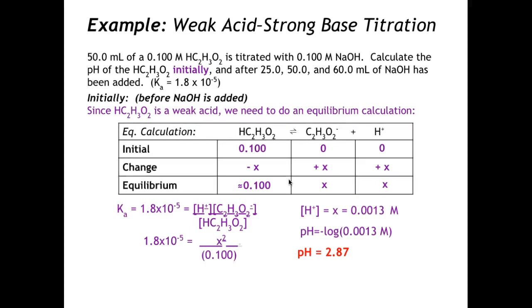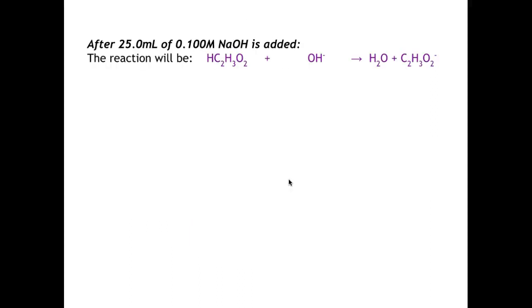So our next example problem, now we will have added base. We're going to add 25 milliliters of NaOH to our solution. So what we need to do is figure out how many millimoles of our acid we have. We do that by taking milliliters, so that came from our initial problem where we had 50 milliliters of our 0.1 molar solution. So that's going to be 5 millimoles.